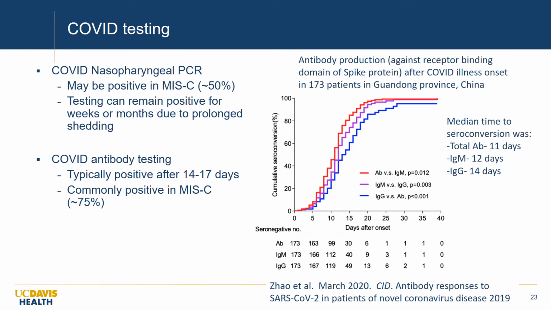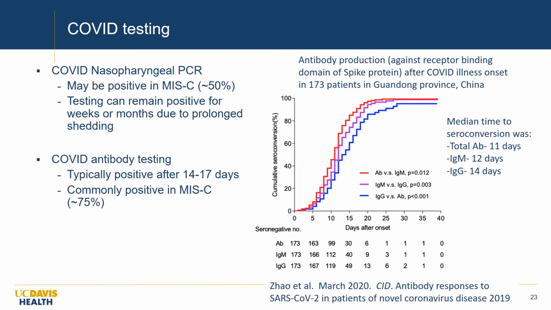When we think about COVID testing and what that may look like in our patients with MIS-C, we first start with the nasopharyngeal PCR, which is the most common way that we diagnose acute infection. What they've seen in cases of MIS-C is that it may be positive in about half of them. What's important to keep in mind is that testing can remain positive using a PCR test for weeks or months due to prolonged shedding. So even if the virus has come and gone and they no longer are infectious or able to transmit the virus, the PCR can remain positive for a long time.